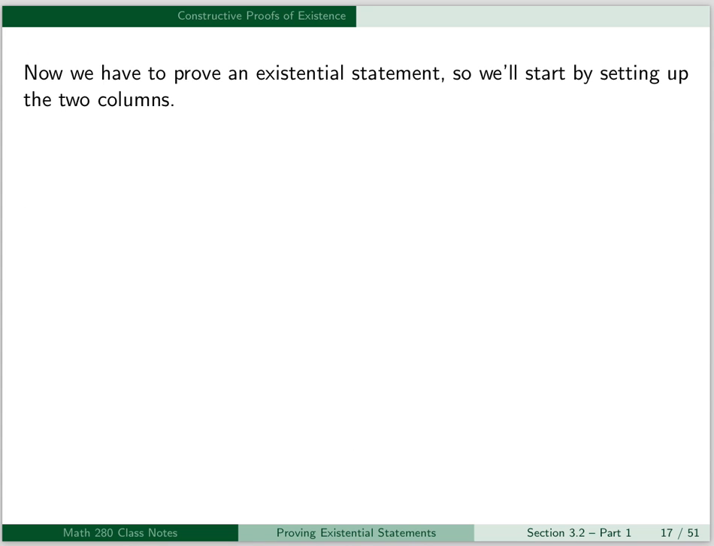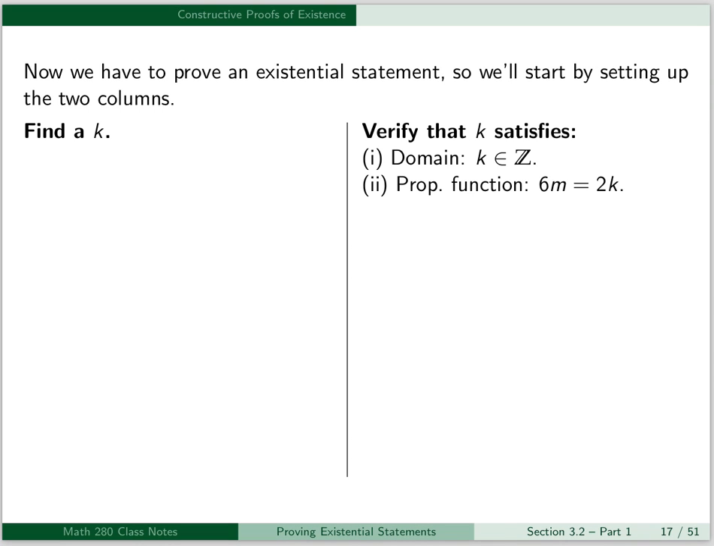Now we have to prove an existential statement, so we'll start by setting up the two columns. In the left column we need to find our example k, and in the right column we need to verify that k satisfies the two conditions: the domain, k is supposed to be an integer, and the propositional function, k must satisfy 6m equals 2k.